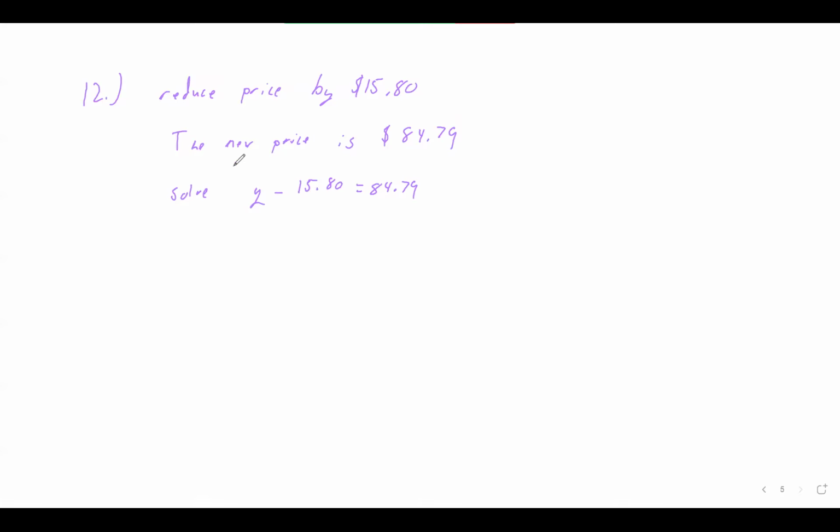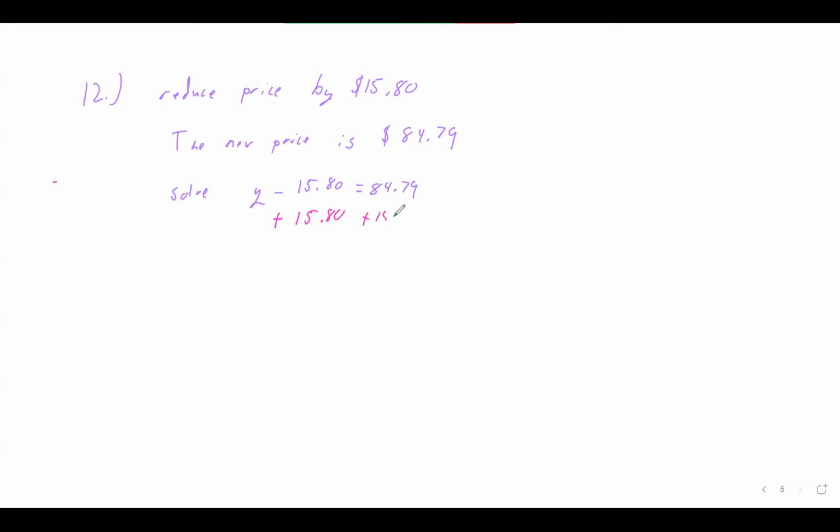You're trying to figure out what the original price is if it was reduced by $15.80. So if you're shopping and you got a deal that's $84.79 and you know that it was reduced by $15.80, you can tell whoever you bought the item for, it was really this much, but you can keep the savings to yourself, right? So from there, how would I now solve this equation? Just add it. The opposite here is it's being subtracted, so the opposite operation is to add.